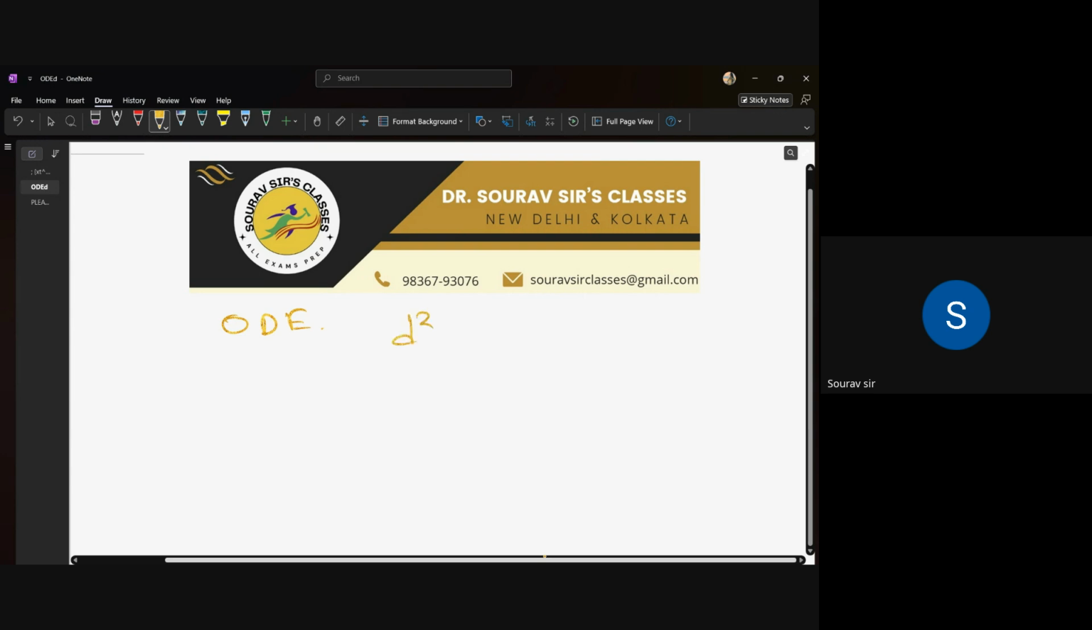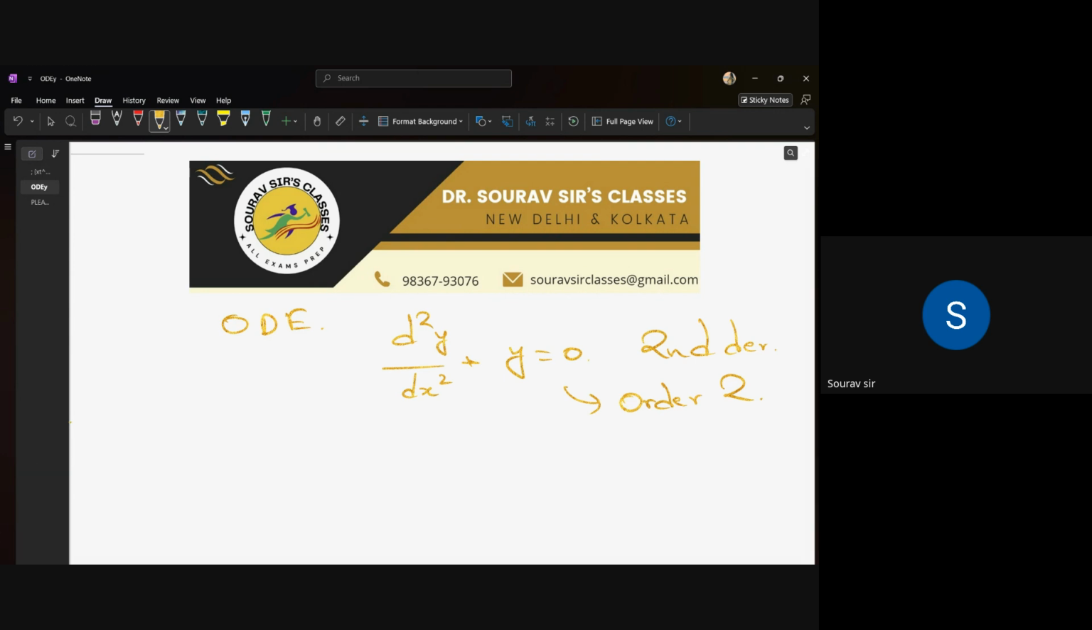So basically in this equation, we can easily see that there is a second derivative. So we can write that the order of this differential equation is 2, that is, it is a second order differential equation. Okay. So now what is the degree of a differential equation?